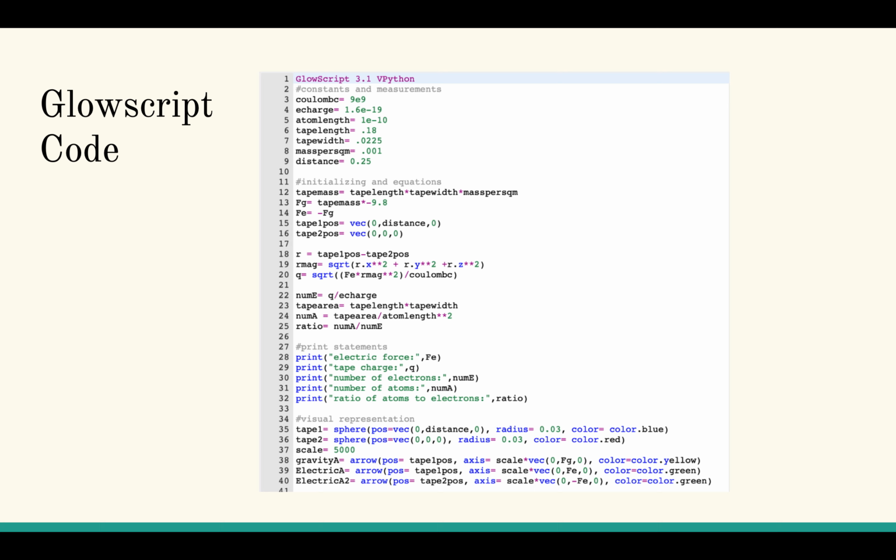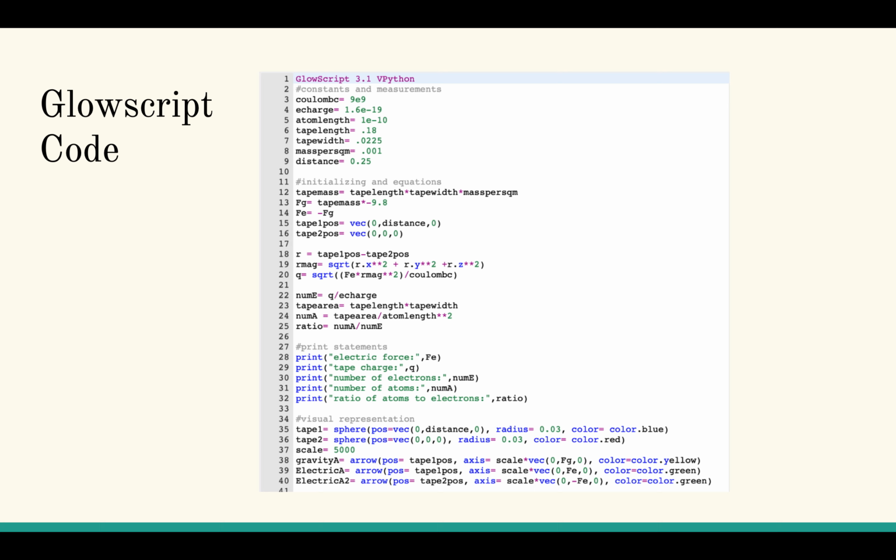And then I found the positions of both tapes. Then I found R by finding the difference in these positions, along with R magnitude. Finally, using all of that, you can calculate Q, the charge of the tapes. Next we go into the number of electrons, which we found just by taking the charge and dividing it by the charge of an electron, and then finding the number of atoms by taking the area of the tape and dividing it by the area of the atom. And then we can finally get the ratio of atoms to electrons.